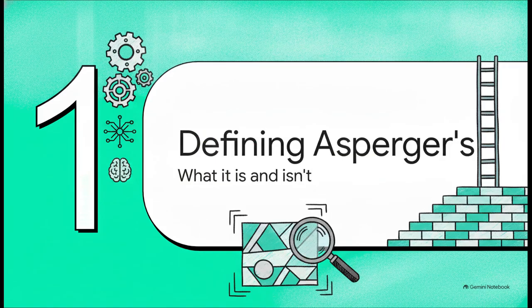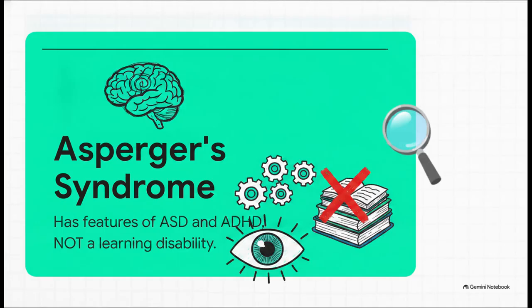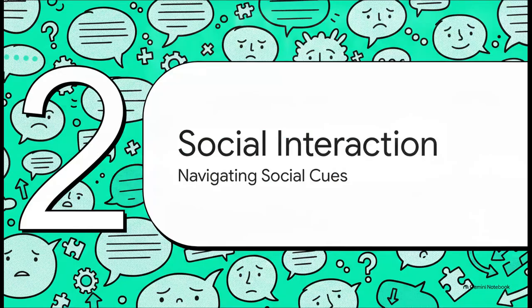Section 1. Defining Asperger's, what it is and isn't. Let's just clear up a huge misconception right off the bat, okay? While Asperger syndrome shares quite a few features with autism spectrum disorder, nonverbal learning disabilities, and even ADHD, it is explicitly not a learning disability. Really establishing that fact right now gives us the proper lens to look through as we start examining the specific behaviors.